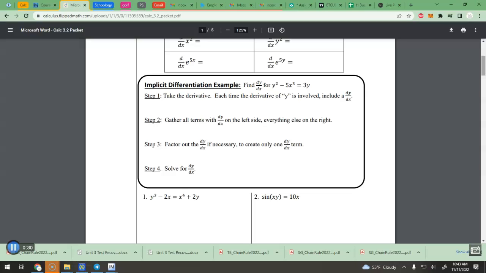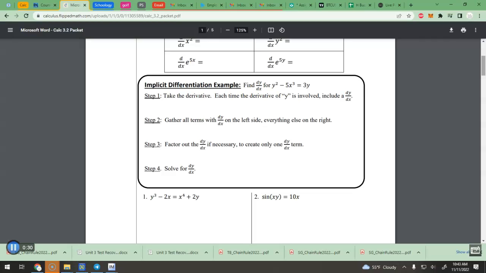Okay, so the idea here is I want to take the derivative of this equation. I would love to take this equation, make it y equals something, and then take the derivative of it. The problem is I can't. So I can't get y by itself here. If I try to isolate this y and this is squared, if I try to square root this one, this will have a square root, and it just doesn't work. So there's a way we work around that.